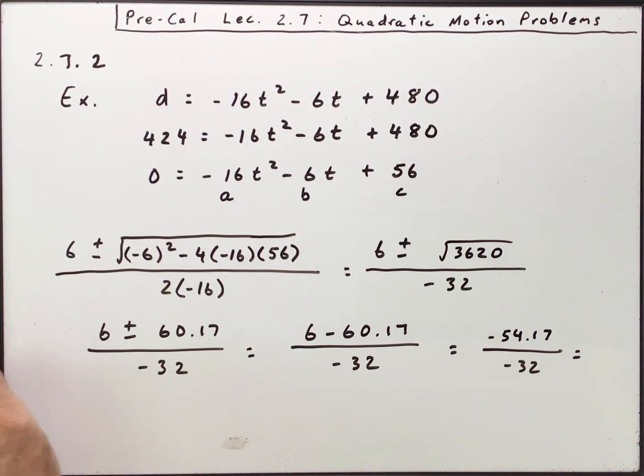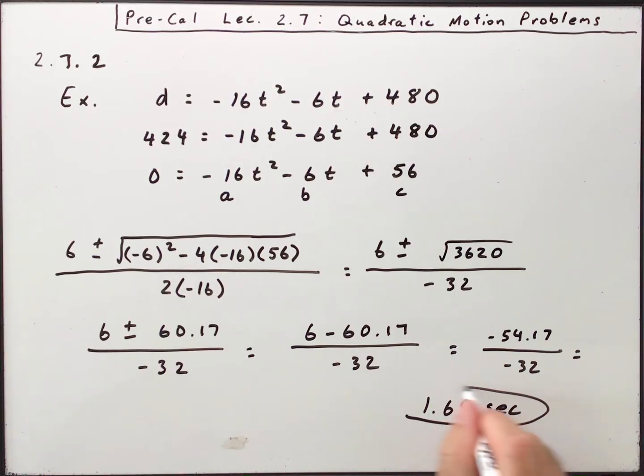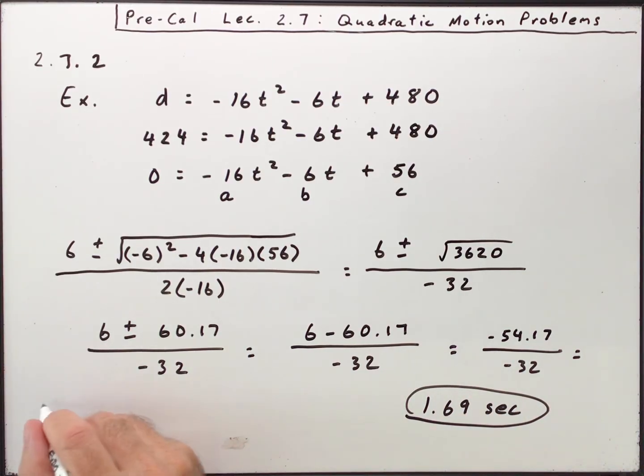And that's going to give me 1.69. So if you did the other root, just X it out. But 1.69 seconds.